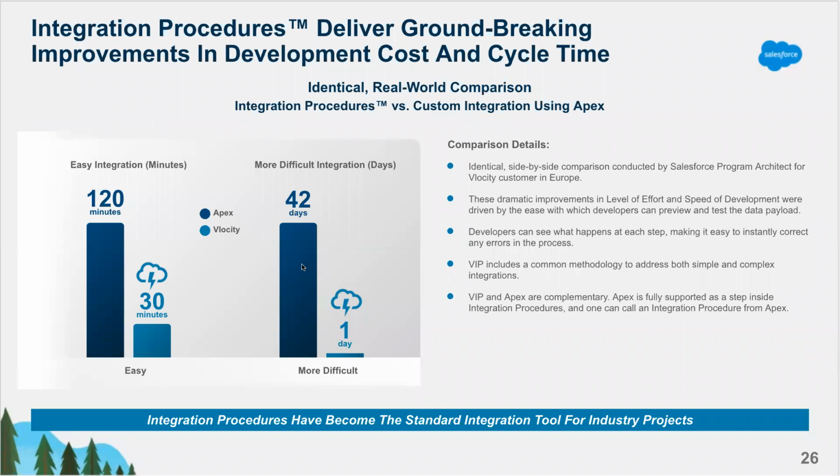In a complex case, you can see that the difference is quite pronounced. It would take 42 days to get a complex piece of Apex to work, whereas it takes about a day to get an integration procedure to work. This came from a Salesforce program architect in Europe, and the types of use cases we're looking at here are pretty hardcore real world scenarios. So all of this has been very much battle tested, but it's pretty impressive the level of efficiency that you can gain from this.